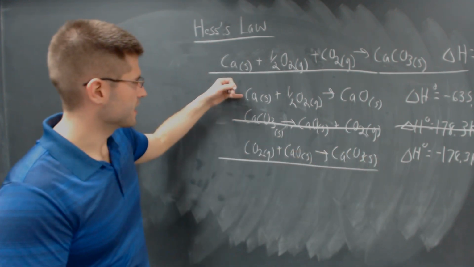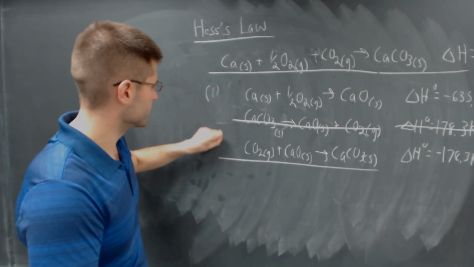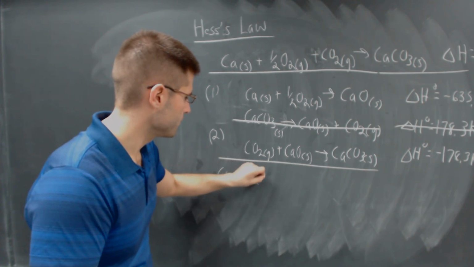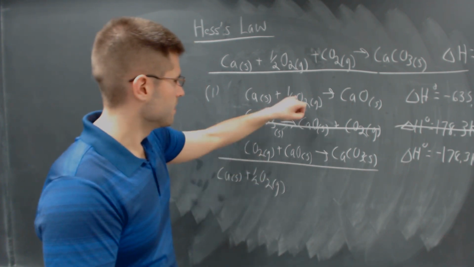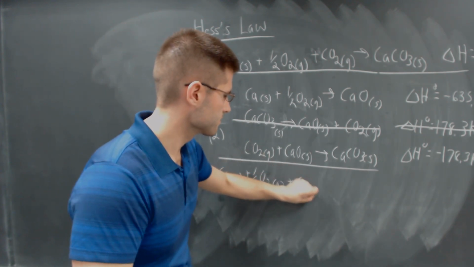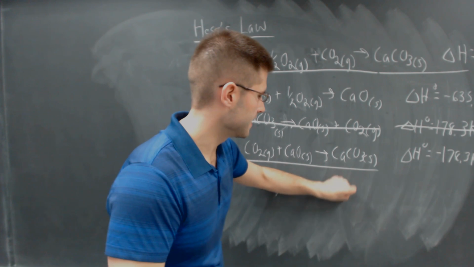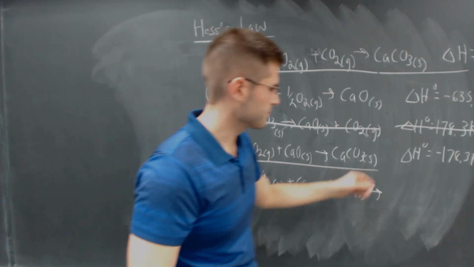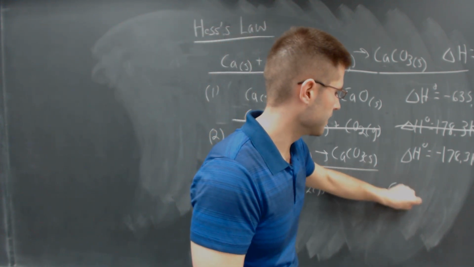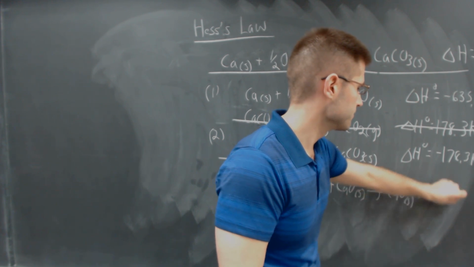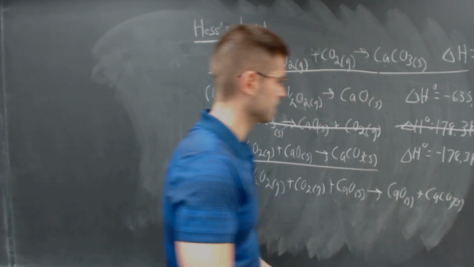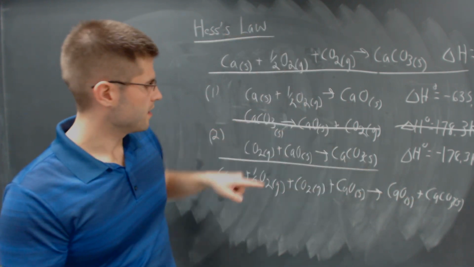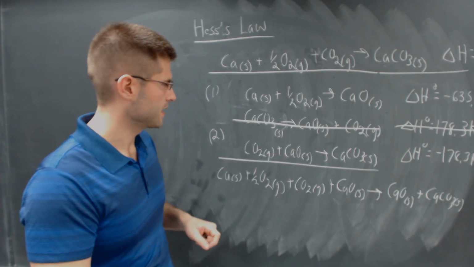So I'm going to add these equations together: equation number 1, equation number 2. I'm going to add those two together. So I'm going to get calcium solid plus 1/2 O2 gas plus CO2 gas plus calcium oxide solid. I just took all of the reactants, and then I'm going to produce calcium oxide solid and calcium carbonate solid. So these are the products: calcium oxide, calcium carbonate. These are the reactants: calcium, oxygen, carbon dioxide, and calcium oxide.